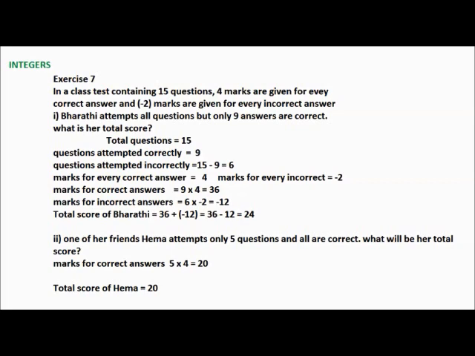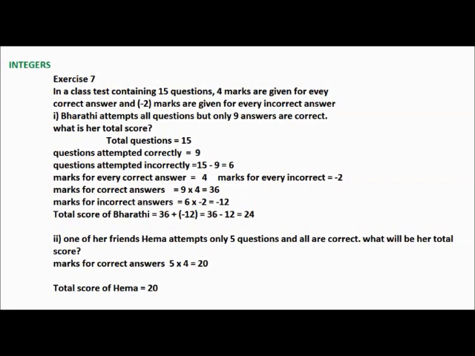Now questions attempted incorrectly becomes total questions minus questions attempted correctly, that is 15 minus 9 gives 6. And other things we given, marks for every correct answer is equal to 4. Marks for every incorrect answer is minus 2. So now marks for correct answers is equal to 9 multiplies 4, that is 36. Marks for incorrect answers, 6 multiplies with a minus 2, that is equal to minus 12. And now the total score of Bharati becomes 36 plus minus 12, that is equal to 36 minus 12 is equal to 24.